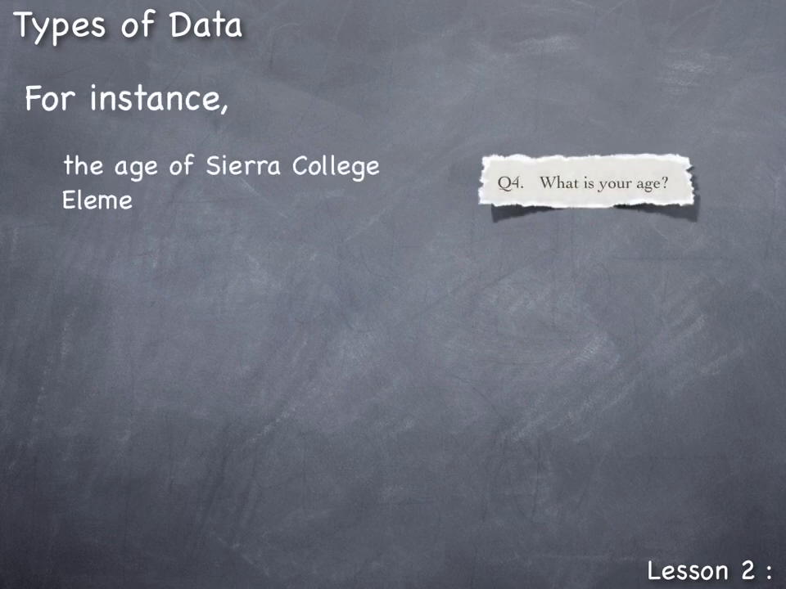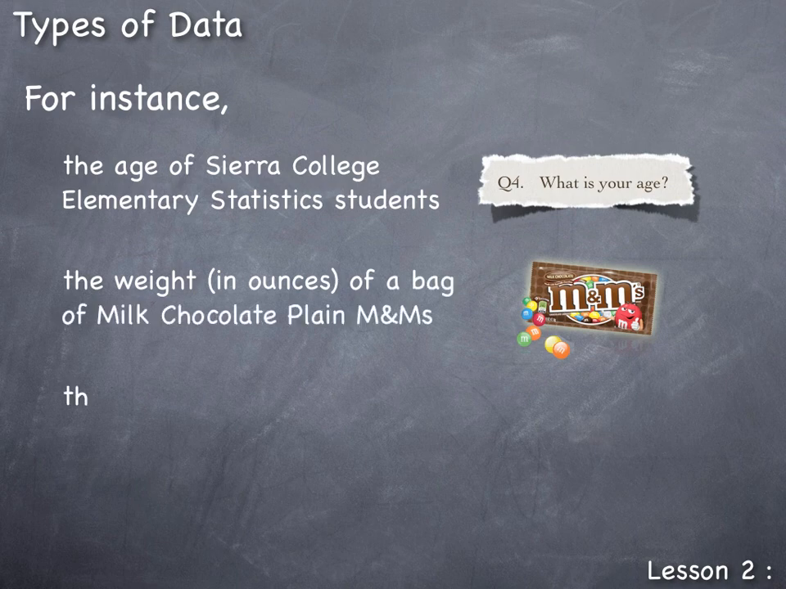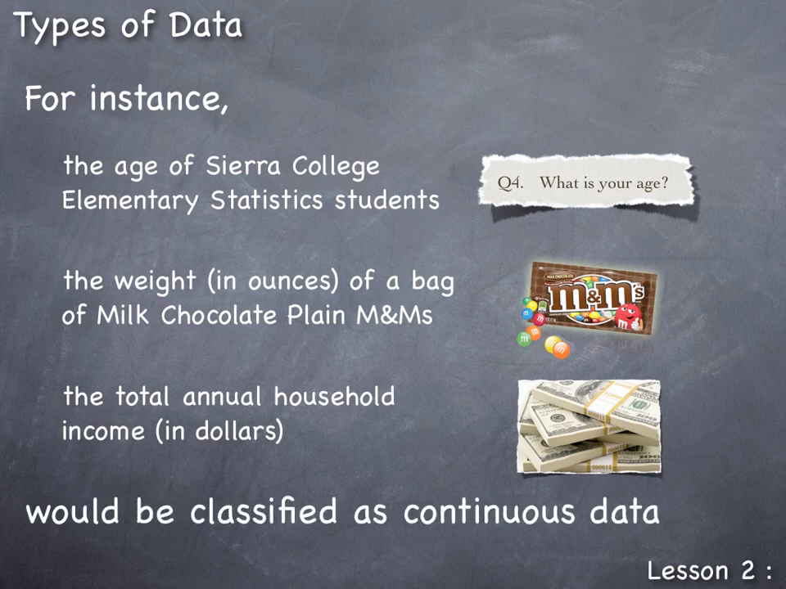For instance, the age of Sierra College elementary statistics students, the weight in ounces of a bag of milk chocolate plain M&Ms, and the total annual household income in dollars would all be classified as continuous data. So continuous data would provide results that could take on any value on a certain scale. So age is a measurement of time in years, can take on any value on a continuous scale. Weight, measured in ounces, can take on any value on that continuous scale. And household income in dollars can take on any value on a certain interval.